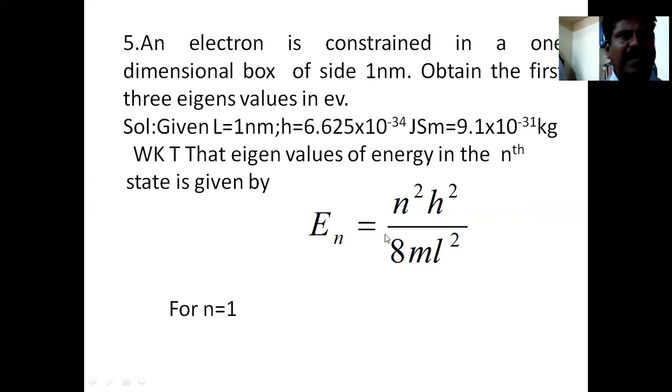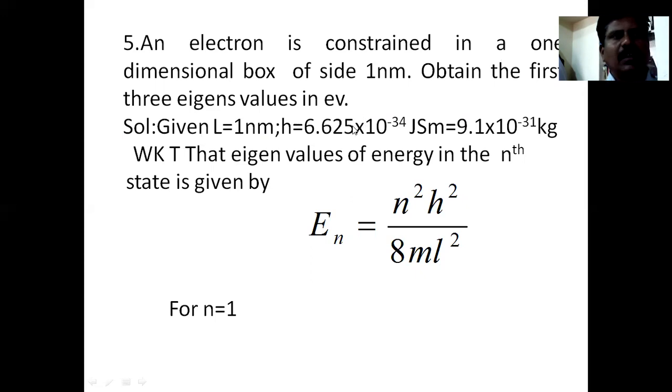So we know that the eigenvalues of energy in the nth state is given by E of n equals n square h square divided by 8 m l square. So here you are asked to calculate what? The first three eigenvalues in electron volts.